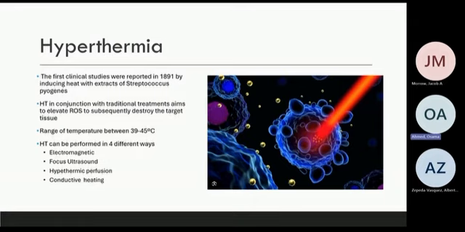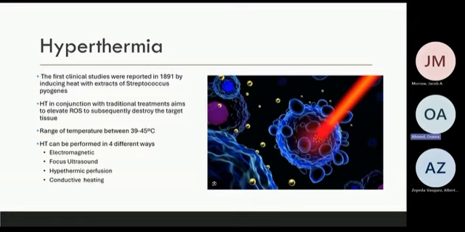The primary mechanism of hyperthermia involves increasing the reactive oxygen species within the target tissues. This increase promotes the damage of cellular structures, making cancer cells more susceptible to destruction.